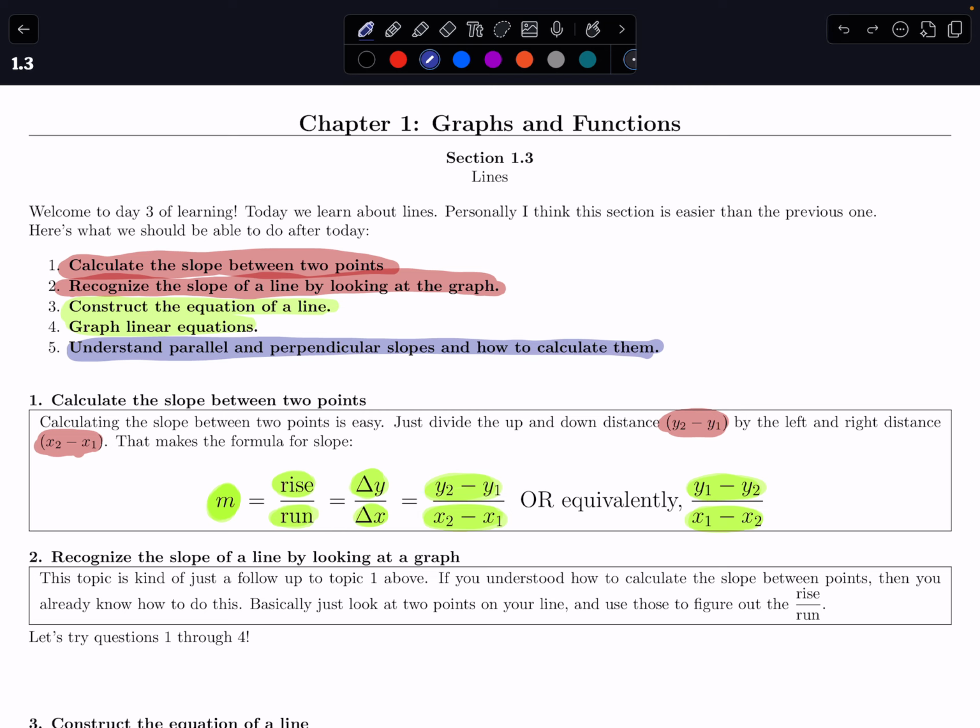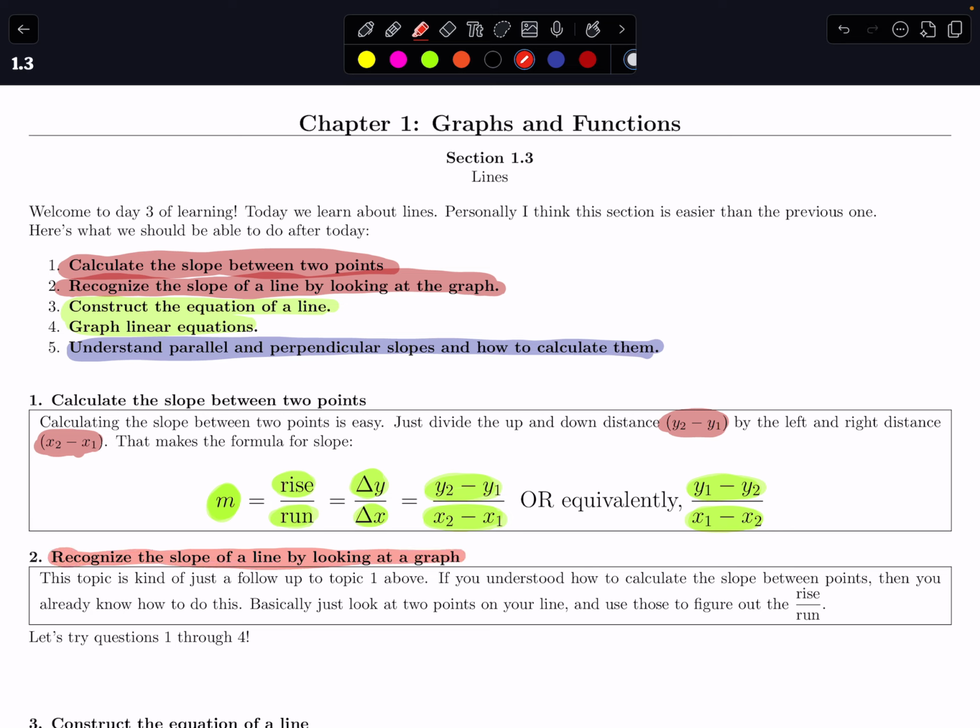Okay, that's how you calculate the slope. And then once you have the slope, you can plot a graph pretty easily. When we're looking at a line, let's say we already graphed the line, and you want to go back and figure out what the slope was. Well, you just kind of go in reverse, and you look at the rise over the run. That's the second topic, right? Recognizing the slope of a line by looking at the graph.